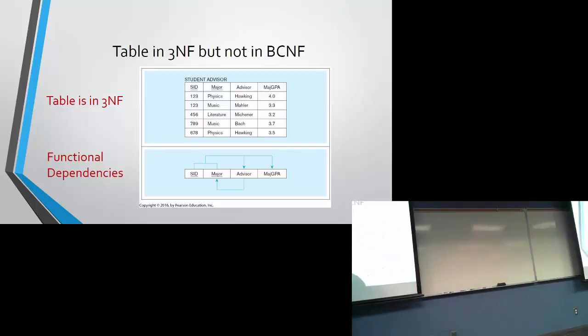Does fourth form get rid of all anomalies? It gets rid of a different kind of anomaly. Fourth normal form is taught in a second-level database course. Realistically, I don't think I've ever had to make anything go to fourth normal form in 20 years.